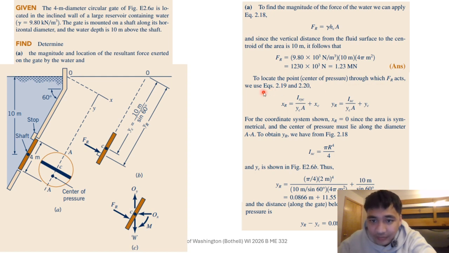force resultant acts upon. So these were the other two equations that we wrote, right? So here already, look, we see that this XR is not used. I'm not saying we're not going to use it, but your homework and this example in the textbook don't really use XR as often since the area is symmetrical. So XR is going to be 0 here. The center of pressure must lie along the diameter AA.